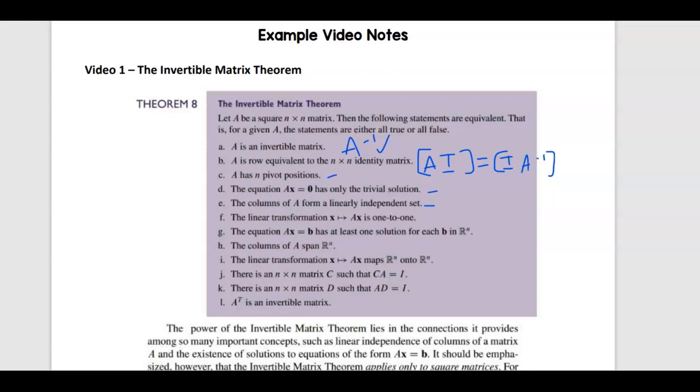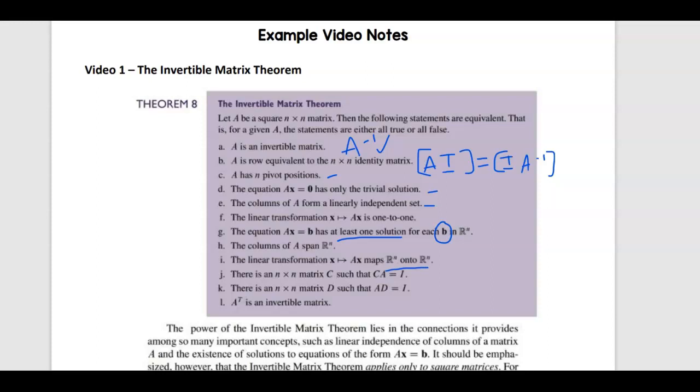Okay, all of those are from chapter 1. We're kind of pulling them back together. The linear transformation from x to Ax is 1 to 1. We know that Ax = b has at least one solution for every b. We know that the columns of A are going to span Rn. We know that the linear transformation maps Rn onto Rn.